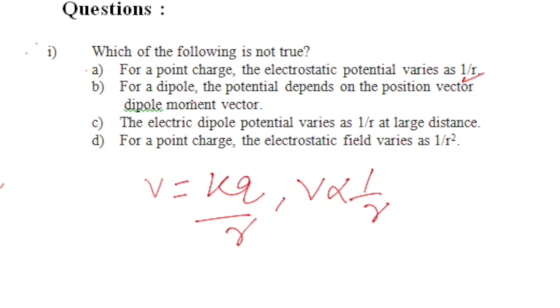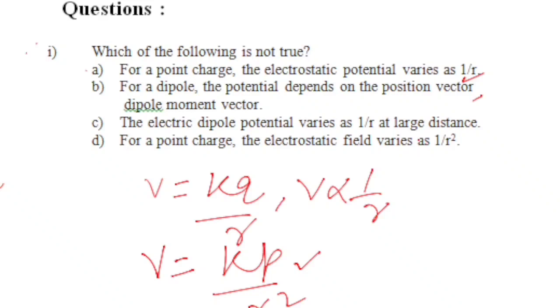Second one, for a dipole, the potential depends on the position vector and dipole moment vector. Yes, for an electric dipole, what is the value of electrostatic potential? It is given by V equal to Kp by R square, right? So for a dipole, the potential depends on the position vector and the dipole moment also. On both these factors, the potential depends. So this statement is also correct. According to the question, you have to find the wrong statement. C. The electric dipole potential varies as 1 by r at larger distance.